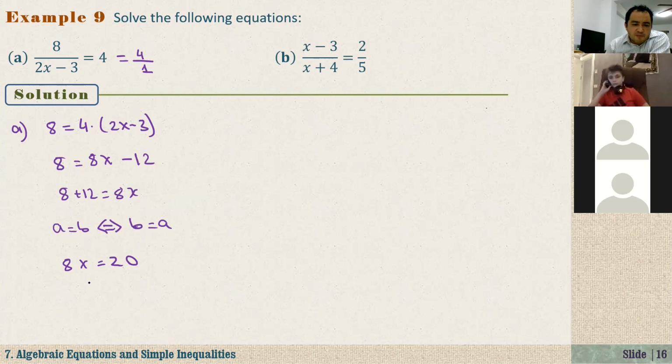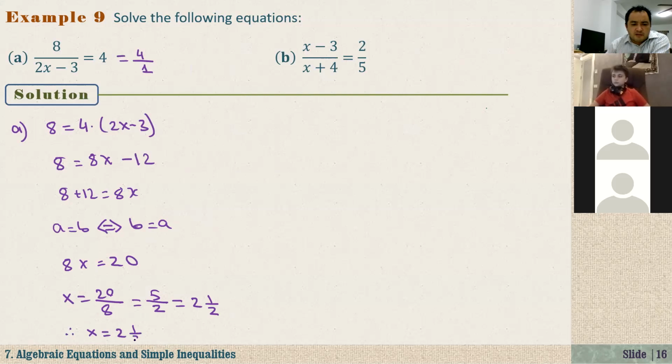So if we divide both sides by 8, we get 20 over 8. We can simplify this fraction, right? 20 is divisible by 4 and 8 is divisible by 4. That is equal to 5 over 2, or in decimal form, 2.5. 5 over 2 means 2.5. The solution of this equation is 2.5.